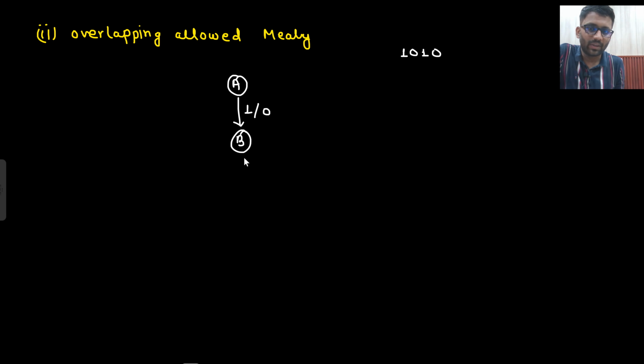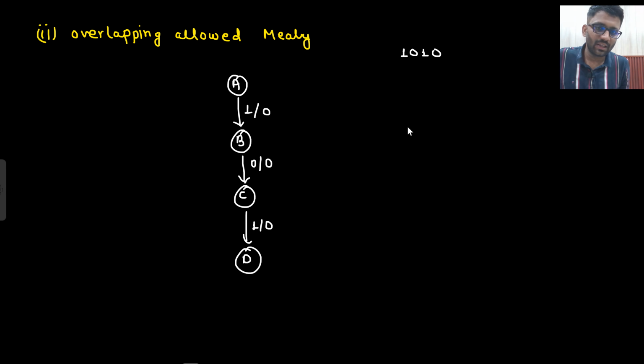This is the case when overlapping is allowed. If applied input is 0, then I am happy. I can go to the next state. If applied input is 1, then I am happy. I can go to the next state. Now I will check. If I am at B, that means 1 has been detected. If I am at C, then 10 has been detected. If I am at D, that means 101 has been detected.